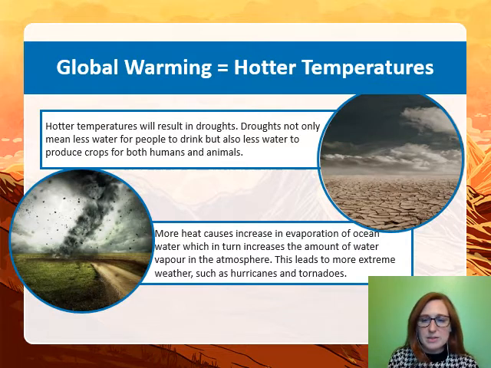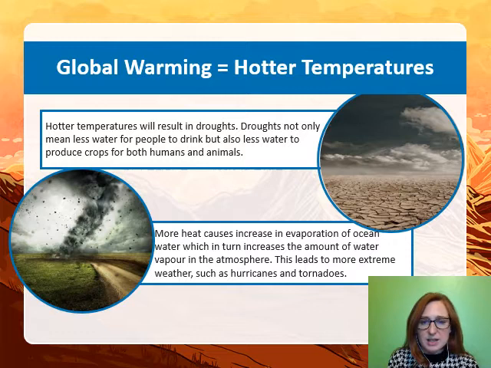Global warming also means hotter temperatures around the world. Hotter temperatures will result in droughts. Droughts not only mean less water for people to drink, but also less water to produce crops for both humans and animals. And if there's less crops, there'll be famines. There will not be enough food to feed everybody. And remember, plants also take in carbon dioxide and give out oxygen. And if there are no plants, because there is not enough water to sustain them, it will also mean more global warming.